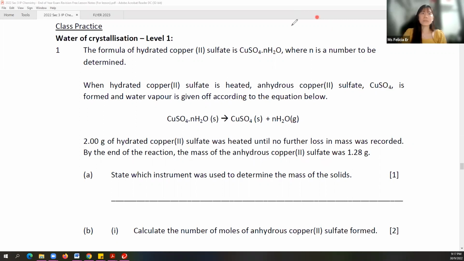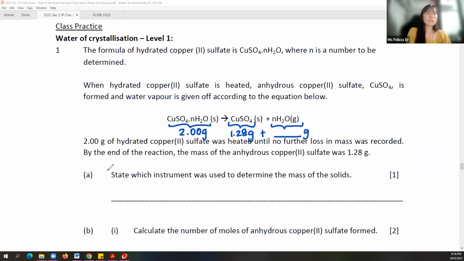Okay, so maybe let's label in the numbers first. This one is the hydrated one, so the hydrated one here is 2 grams. Then the dry one is 1.28 grams. So the difference in grams actually goes to the water. Can you tell? Because 2 grams is made of 1.28 plus the remaining gram.